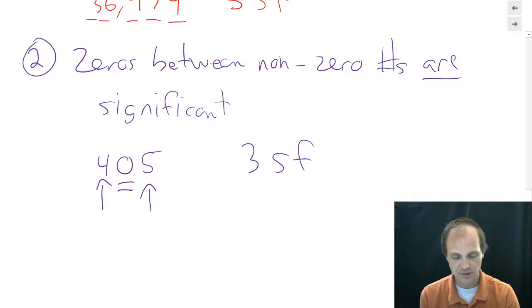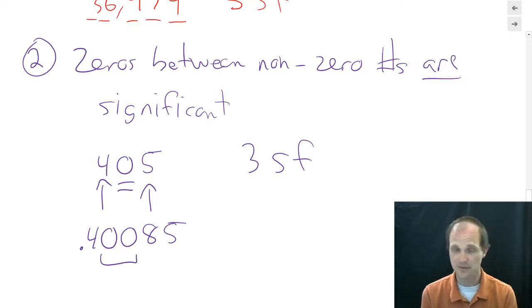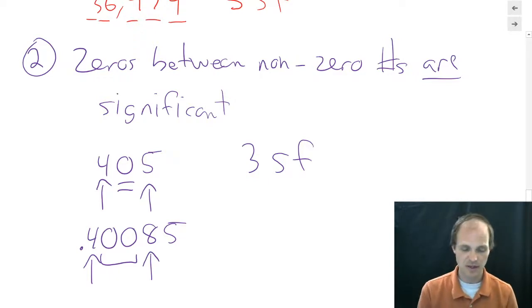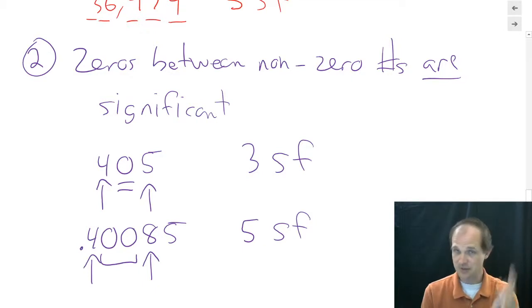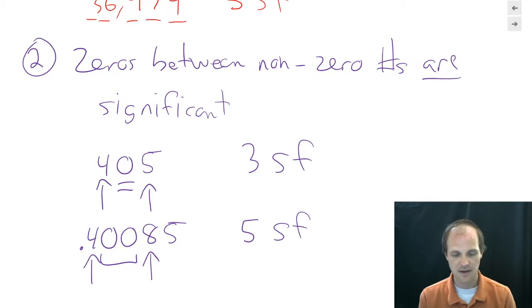It also works for decimals. So if I have 0.40085, these zeros, even though there's 2 of them, are sandwiched between non-zero numbers. And some people do call this the sandwich rule. They're sandwiched between non-zero numbers, so all those numbers are significant, and this guy's got 5 significant figures. And again, those zeros, somebody measured those, and that number should actually be 0 because we measured it to be 0, as opposed to just being there to tell me how big or small the number was.